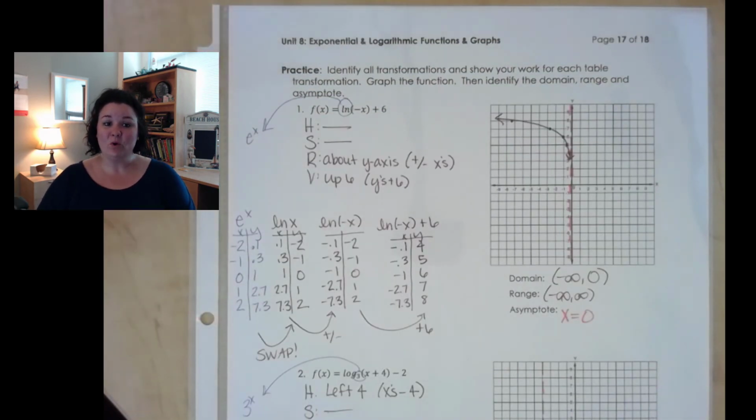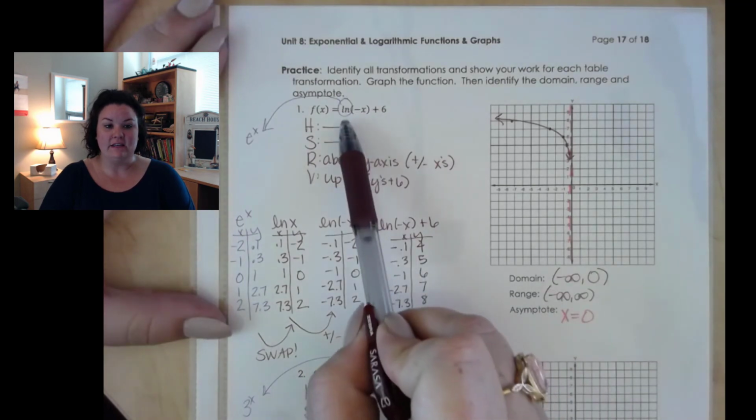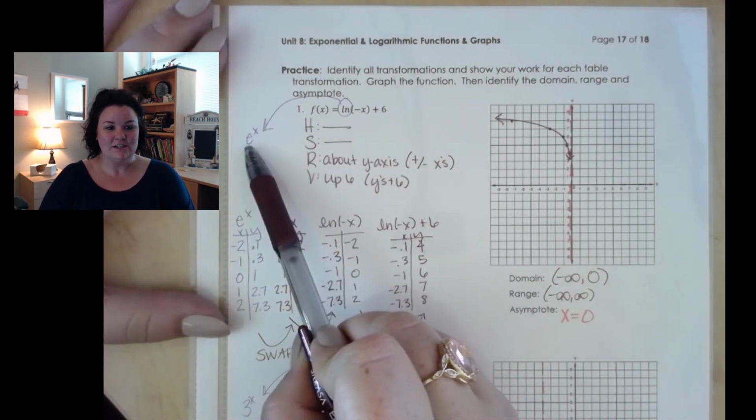All right, so on number 1, because it's an ln, we're going to use base e to do our exponential.